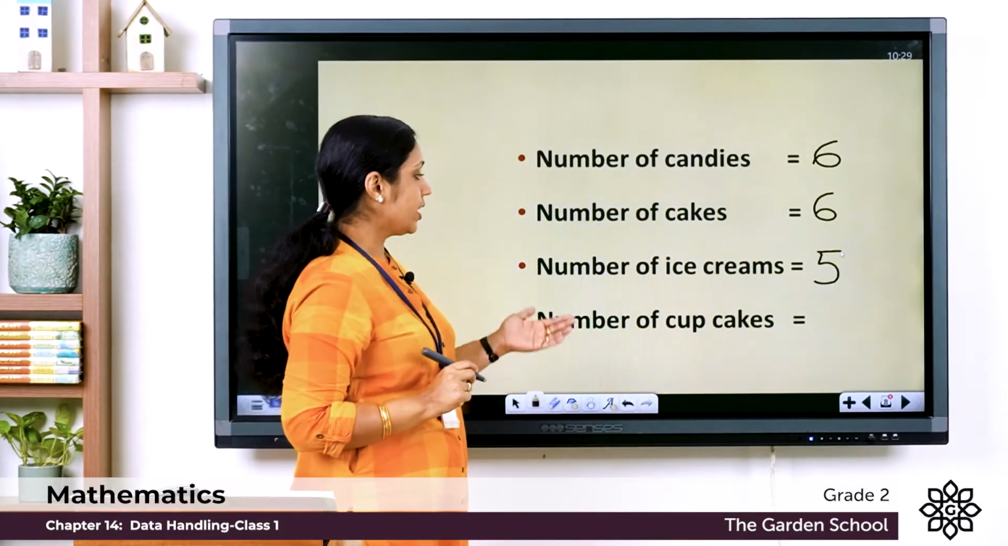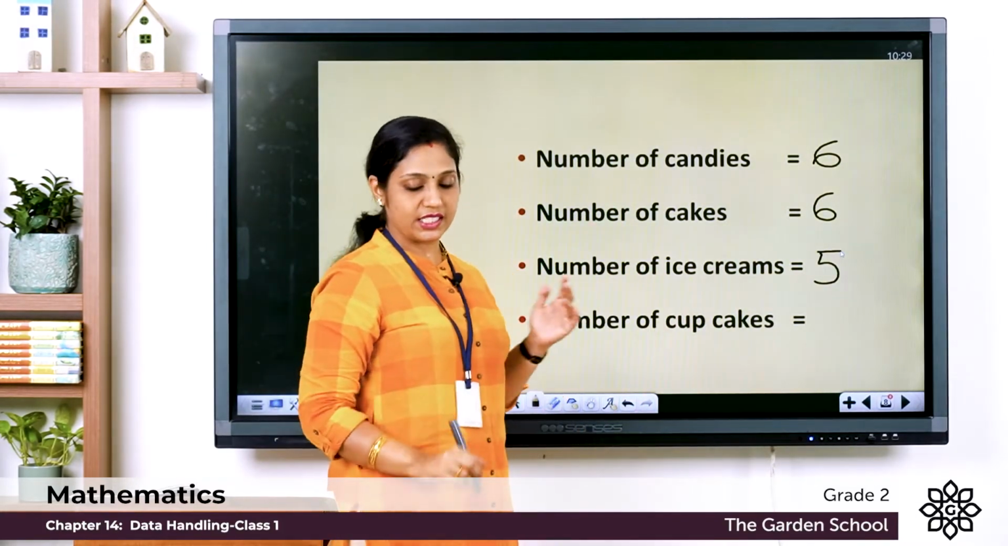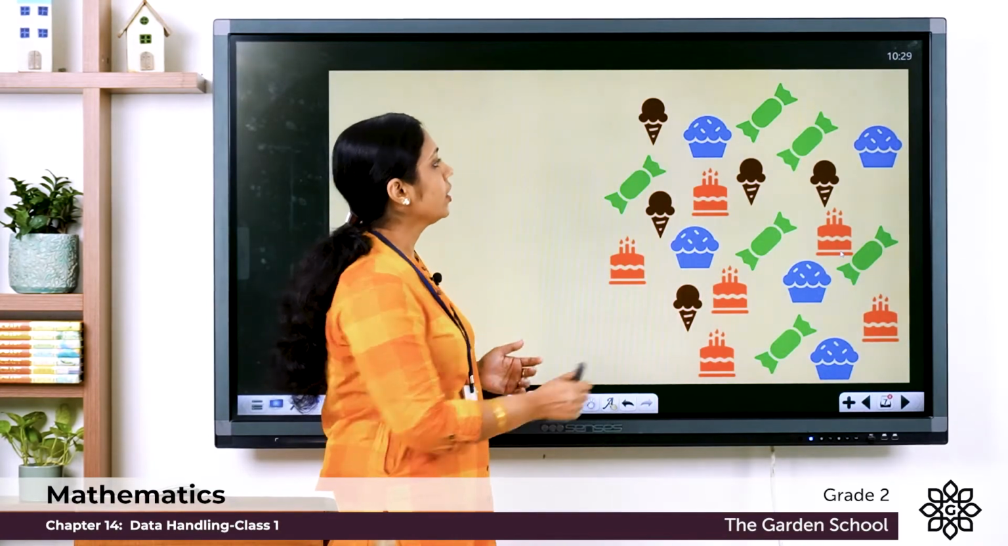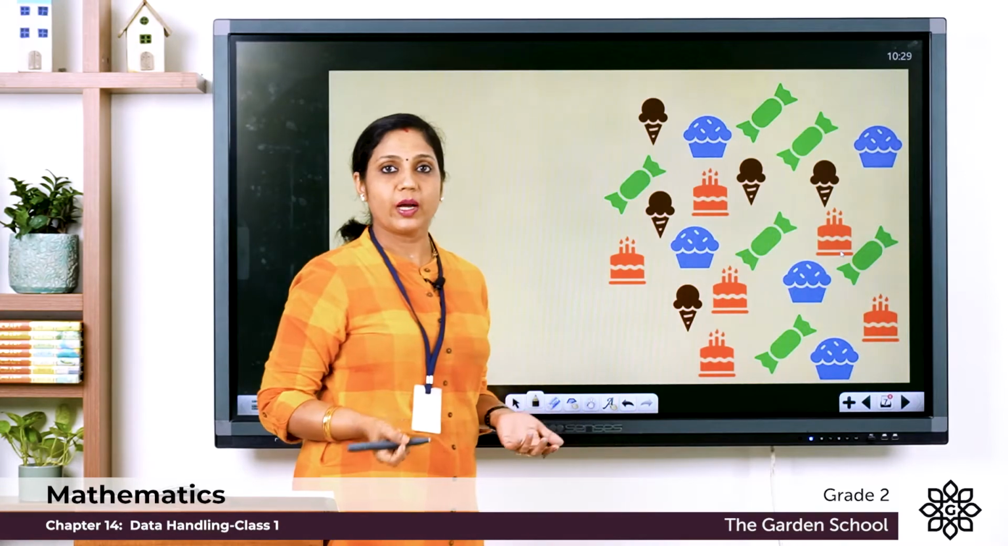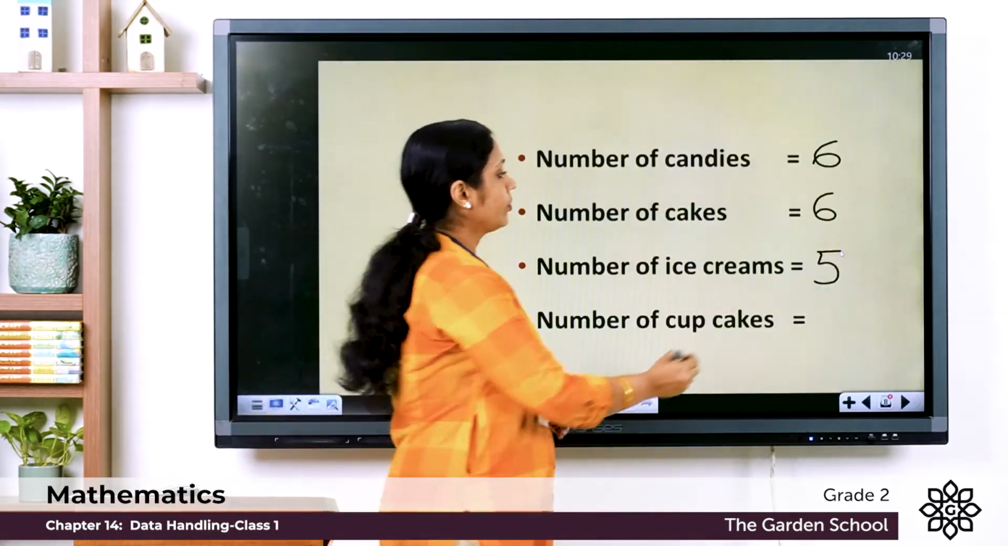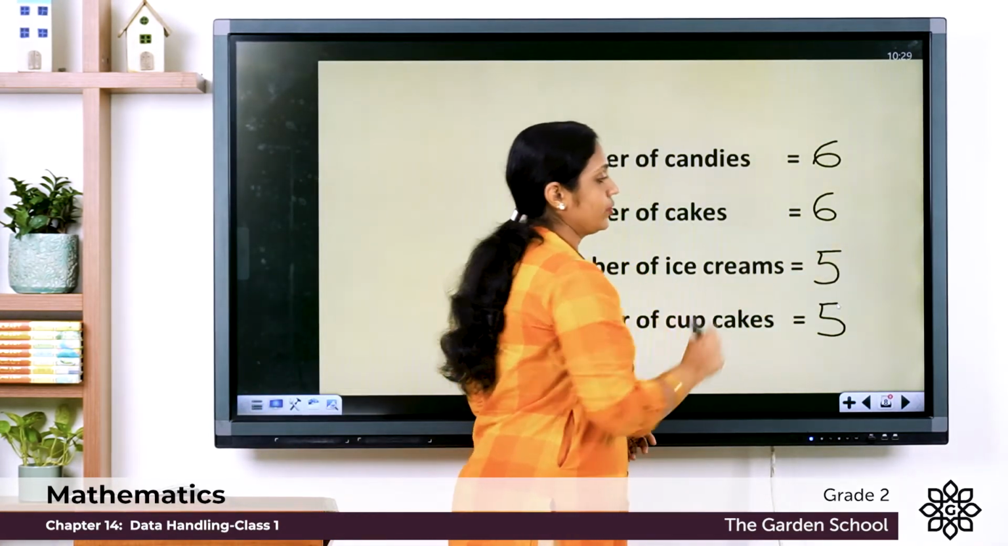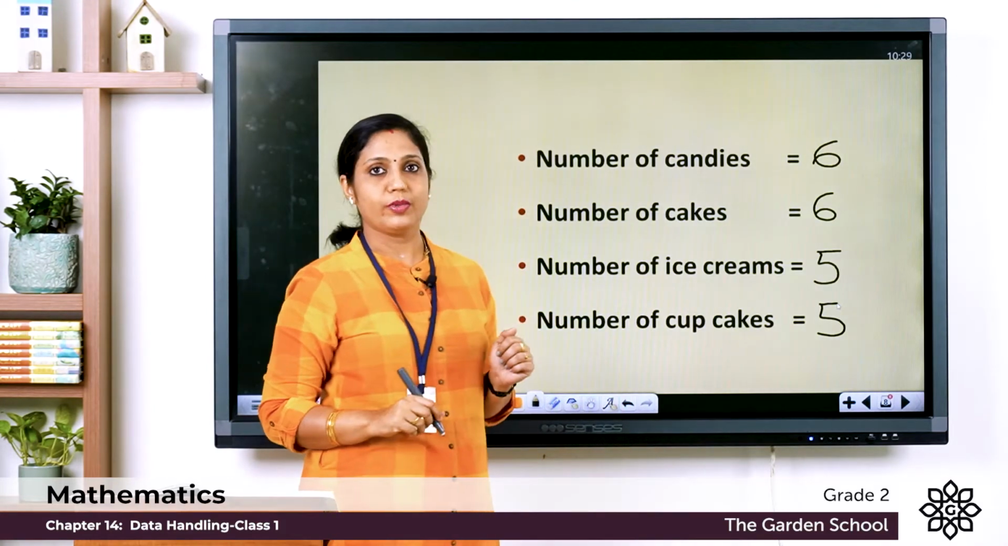And the next question is number of cupcakes. Let's count the number of cupcakes here. 1, 2, 3, 4, 5. So the number of cupcakes is equal to 5. So this is how we collect information.